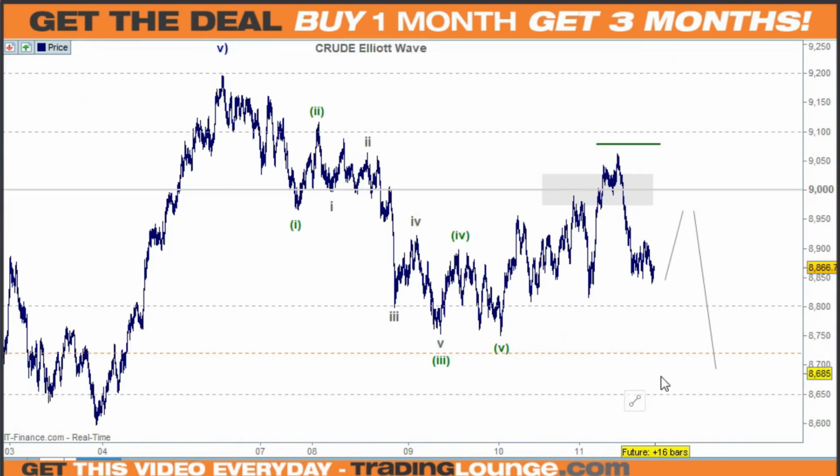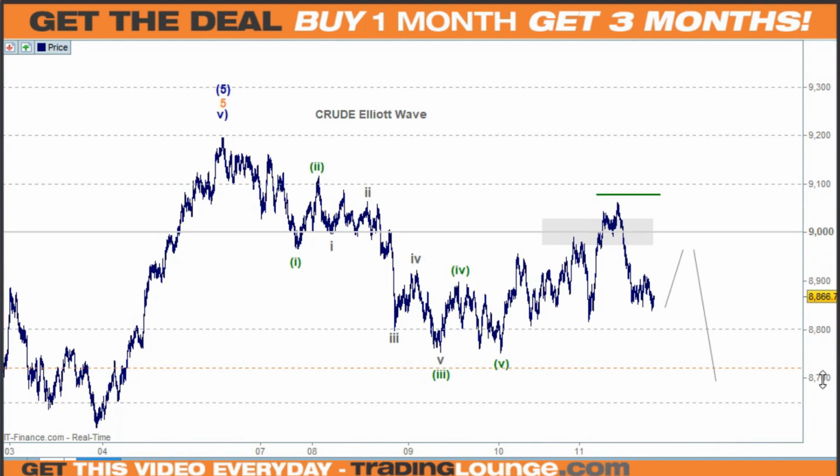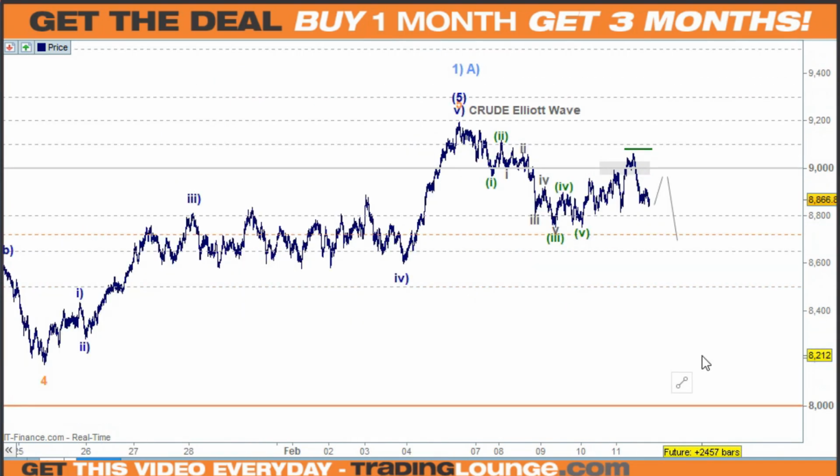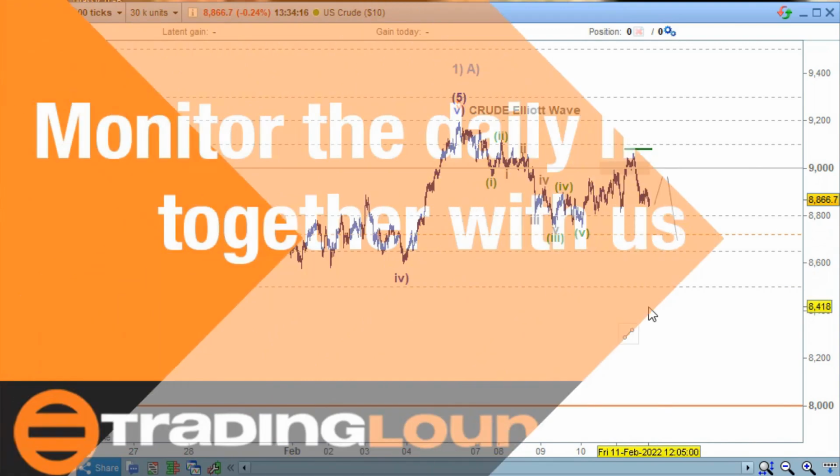So anyway, we'll see. Obviously, there's going to be support here and a bounce and all the rest of it. So after Friday, on the Monday, we'll start looking perhaps for some short trades here if we get the right setup.